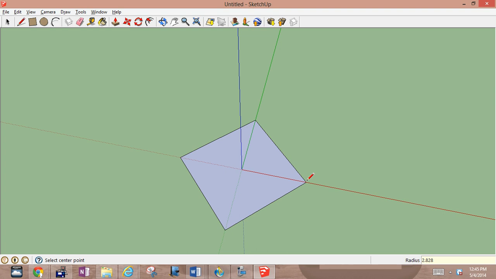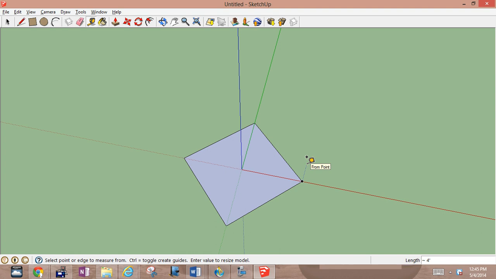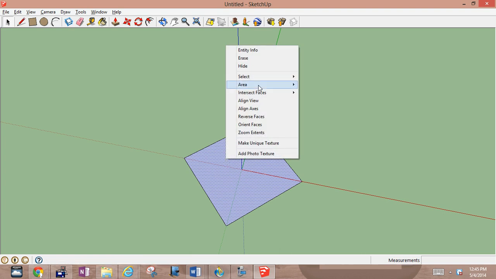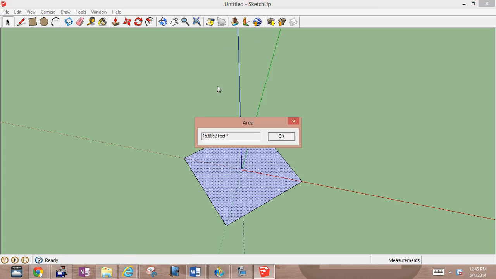When I enter that, I'll use my tape measure to see that my sides are 4 feet by 4 feet. And so that would mean that thing has an area. Right click, area of the selection is 16 square feet, right?